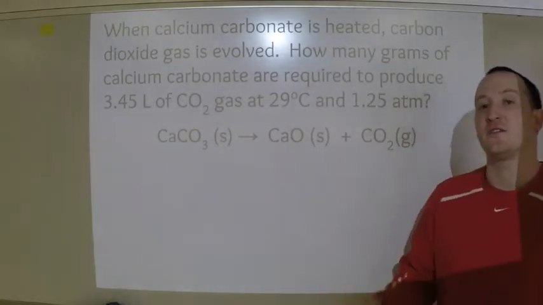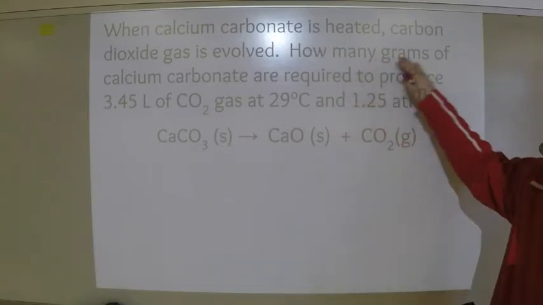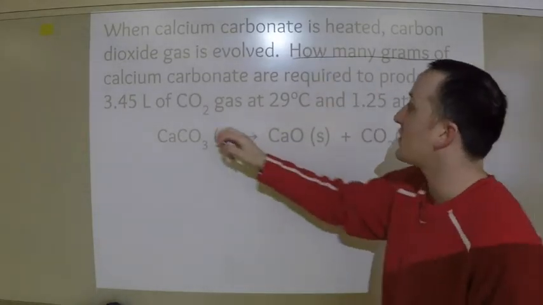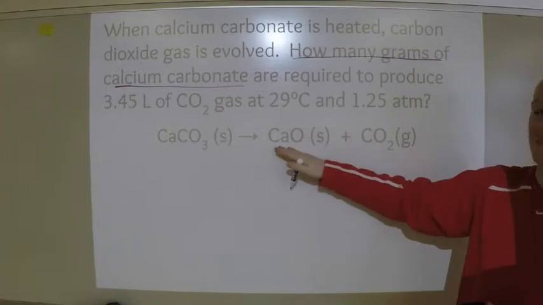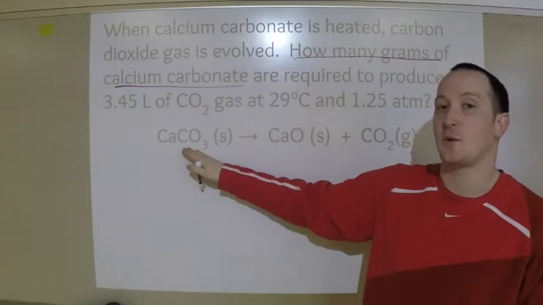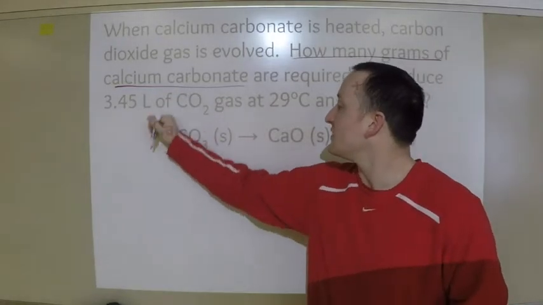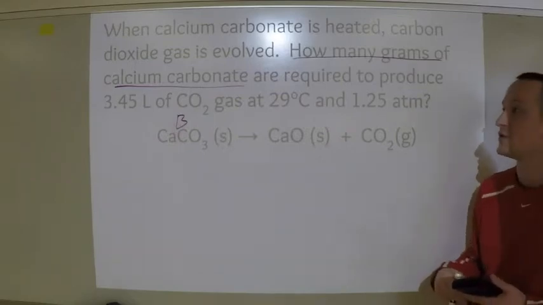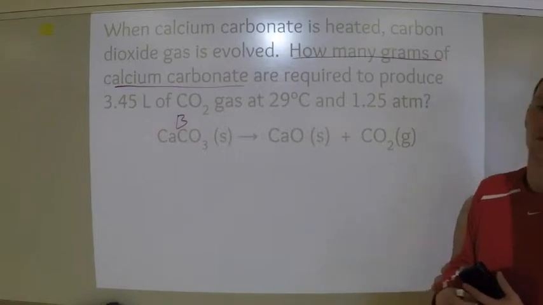Now let's identify our given substance and our desired substance. It says how many grams of calcium carbonate are required. There's our question. So we need to find calcium carbonate. Well, this is calcium oxide. This is carbon dioxide. This has calcium in it. This is the formula for the polyatomic ion carbonate. So that means this is calcium carbonate. This is substance B. And it says are required to produce 3.45 liters of CO2 gas at 29 degrees Celsius and 1.25 atmospheres.